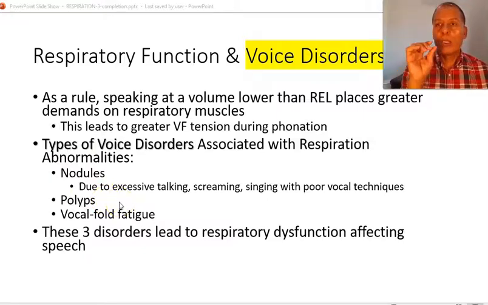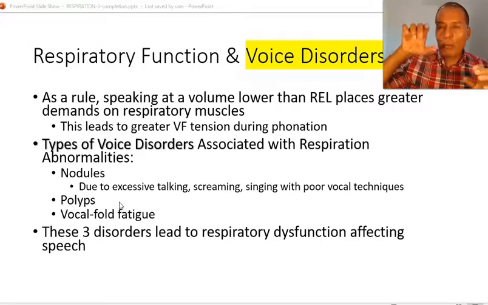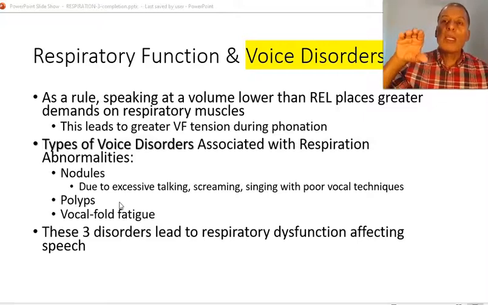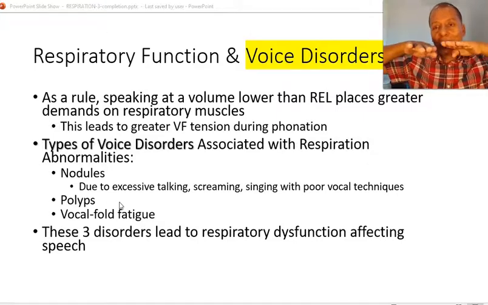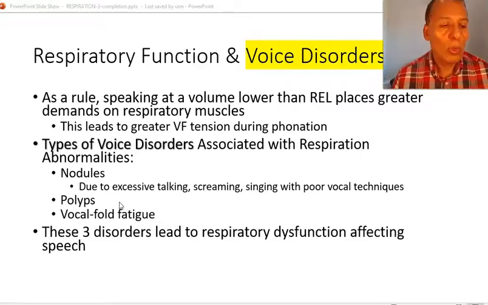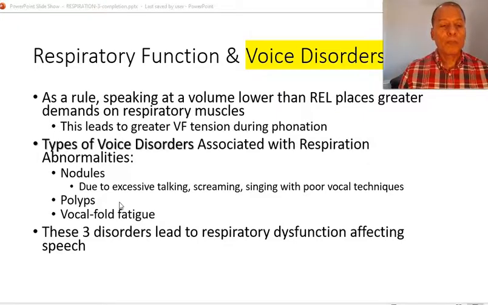Polyps are abnormal growths that develop for a variety of reasons. They develop on the vocal fold, sometimes on the edge, sometimes on top, sometimes below. But in any case, when you put a polyp on one vocal fold, it will make it thicker. It will make it heavier. It will make the vocal fold not vibrate at the same rate as the other vocal fold. That could cause something called diplophonia, where you have two different sounds coming out of the vocal folds.